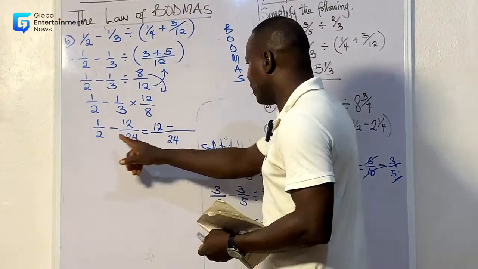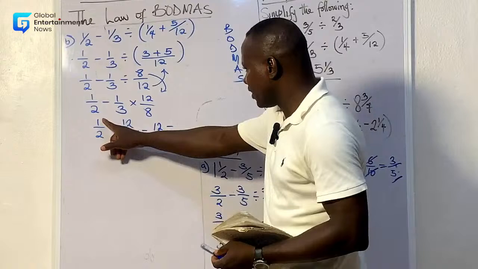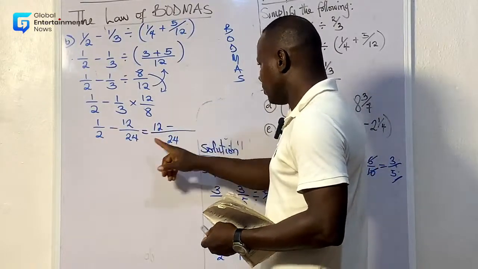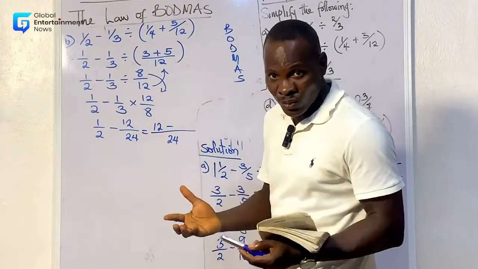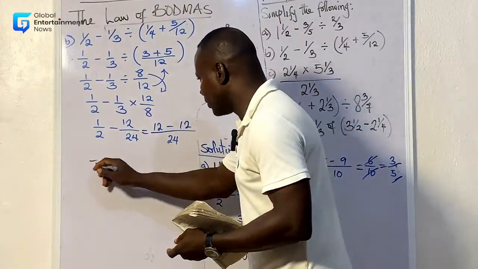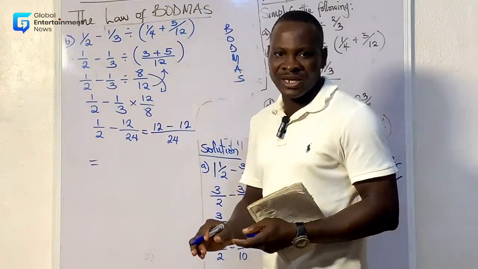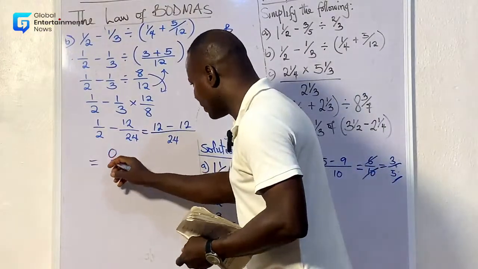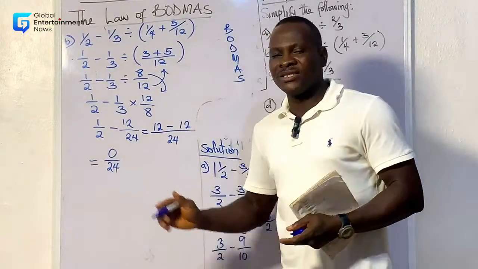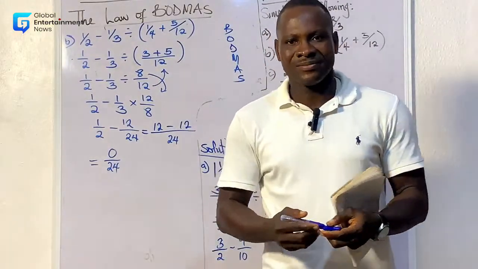Yes. 2 in 24 is what? Is 12. 12 times 1 is 12. 24 in 24 is what? 1. How many 24 can go in 24 is 1. 1 times 12 is also what? Is 12. Now, what do we have now? 12 minus 12 is what, everybody? 0. So we have 0 all over what? All over 24. Then 0 divided by 24 is what?